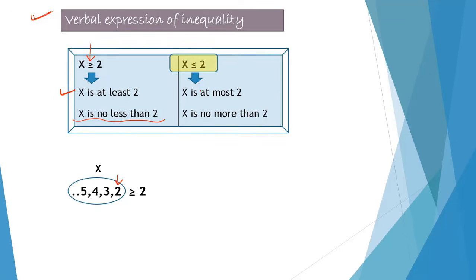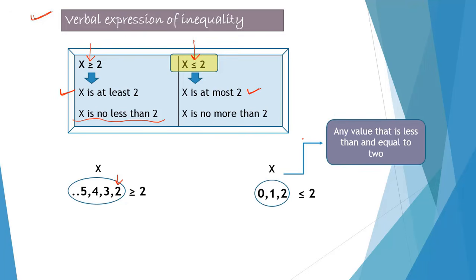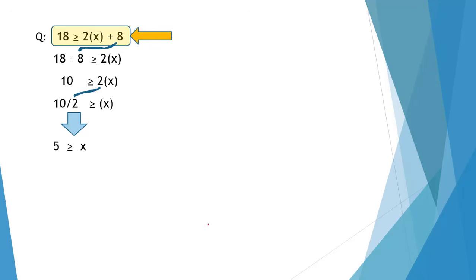Less than and equal to sign can verbally be expressed as x is at most 2, like 2 is the maximum value of the x, and x is no more than 2. X can't exceed 2. 18 is greater than and equal to 2x plus 8. Solve it the way we solve equations.